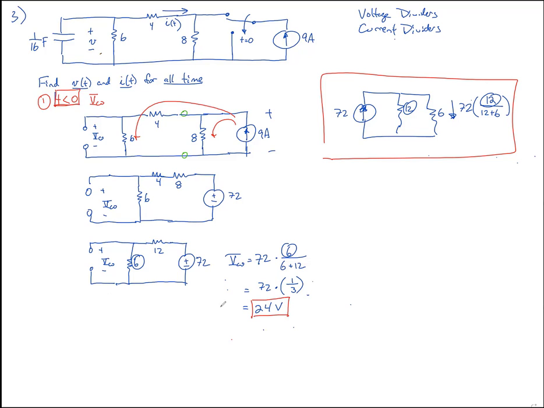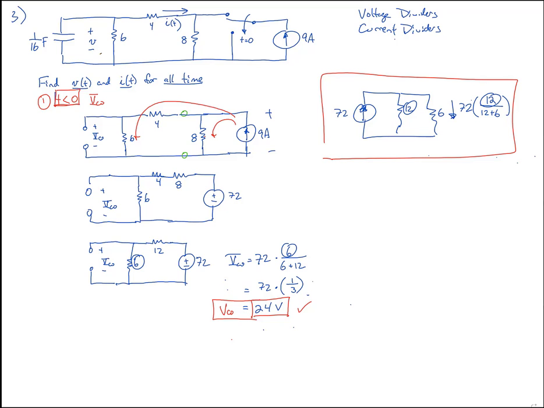And that's my VC naught. But wait, we need to find I of T, right? So do we need to find I of naught? What do you think, Jack? I mean, don't we always have to find both? Like, isn't that a given? Yeah, don't we always need to find voltages and currents to start off with? It's either the voltage of the capacitor or the current in an inductor, right?